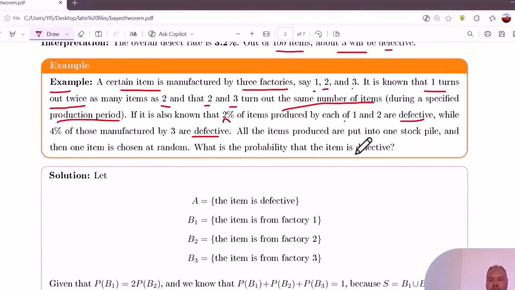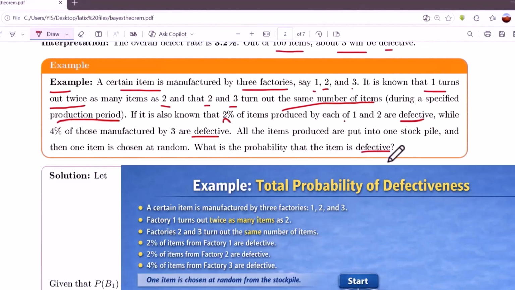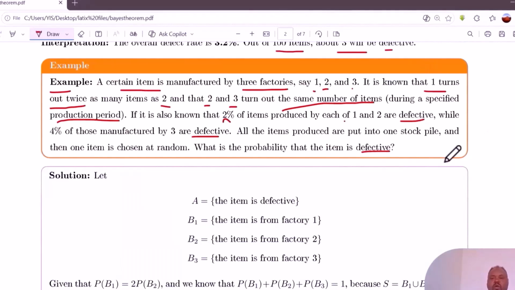All the items produced are put into one stock pile, and then one item is chosen at random. What's the probability that the item is defective? That defective item can be from machine 1, or machine 2, or machine 3. So, the objective here is the total defective rate of machine 1, machine 2, and machine 3 over the course of their production. This is nothing but a problem that calls for the total probability theorem.